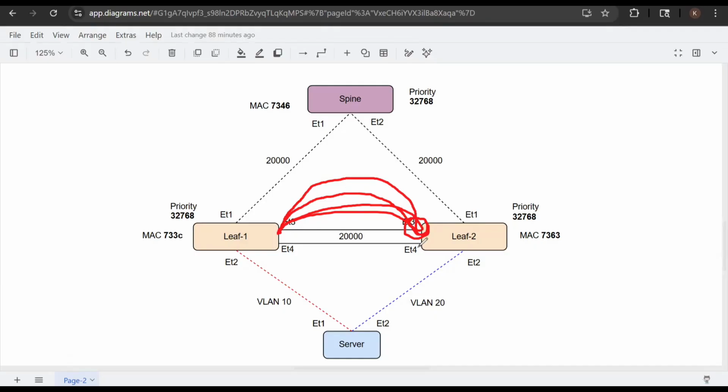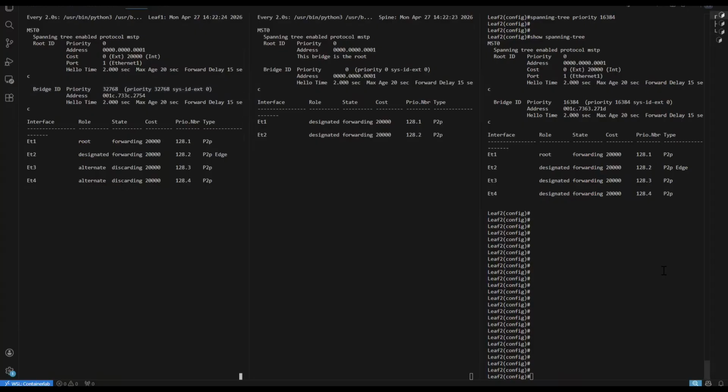The same is also happening between ET4 and ET4. Both are sending the same root path cost, so we have a tie. Then they exchange the bridge ID, and leaf 2 ET4 says, hey boss, I have lower bridge ID. So that is what is happening now. This is done. Next, I'm going to undo this one.